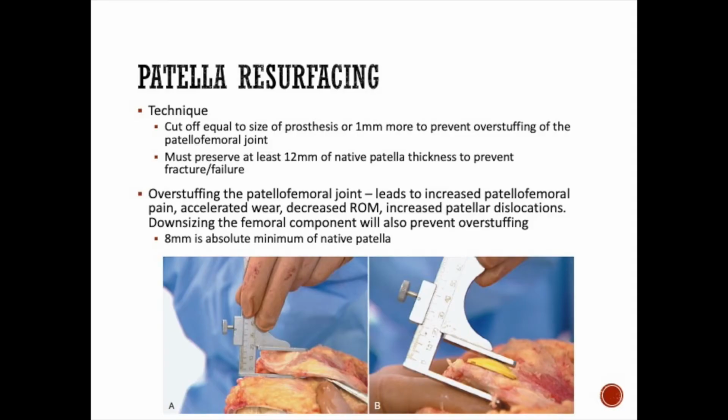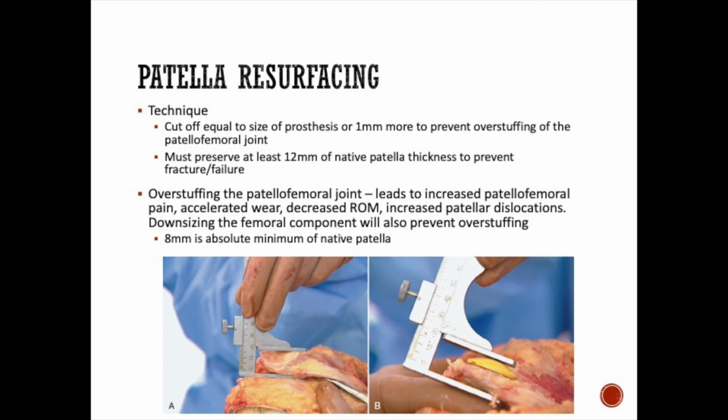The technique is you want to cut off the amount of patella that's equal to the size of the prosthesis, or 1 millimeter more, to prevent overstuffing. When you overstuff, it gets too tight as they go into flexion and they can't regain full flexion, or it's painful, or both. You need to preserve at least 12 millimeters in native patella thickness to try to prevent fracture or failure.